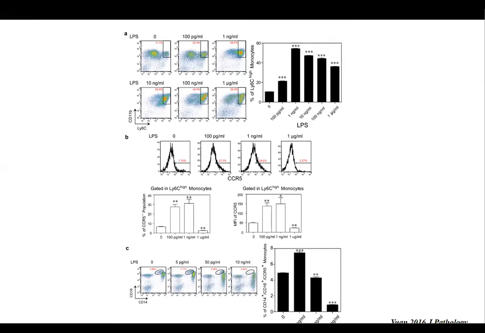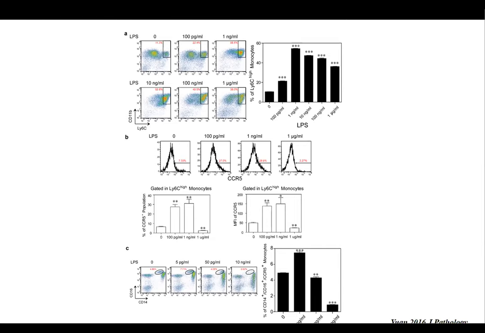If we incubate the human monocyte with rising dosages of endotoxin, we found that the human monocyte is much more sensitive to endotoxin. We can see the expansion of this CD14, CD16, and CCR5 positive monocyte with 5 picogram per mL of LPS. But if we increase the LPS concentration, we start to see a reduction. With a much higher dose, 10 nanogram per mL, we see almost complete ablation of this CD14, CD16 positive monocyte in human primary cultures.